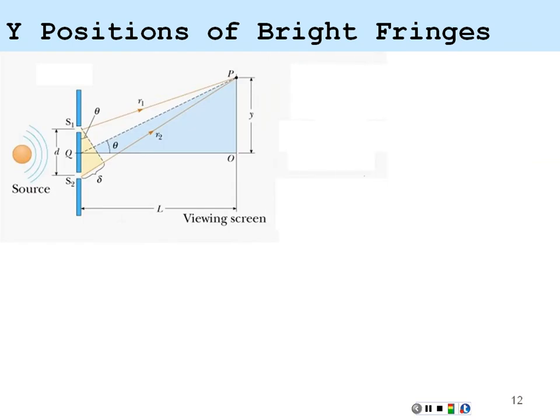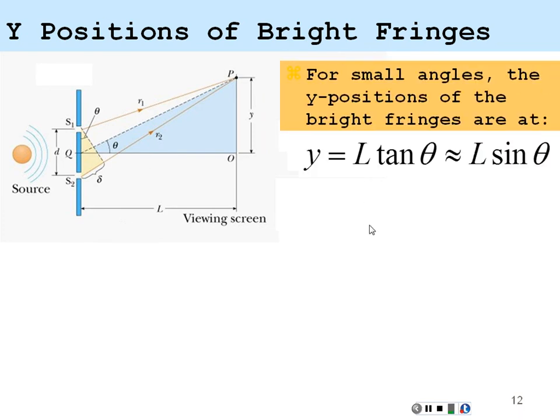We can also locate the y position of these bright fringes by looking at the geometry of these triangles. And we would see, at least for small angles, and every time these thetas are going to be really small because the length L is going to be really large, and our position of the fringes on the screen is going to be small in comparison. So this distance y is going to be equal to L tangent theta. But for small angles, the tangent of theta is approximately equal to the sine of theta, at least in radians.